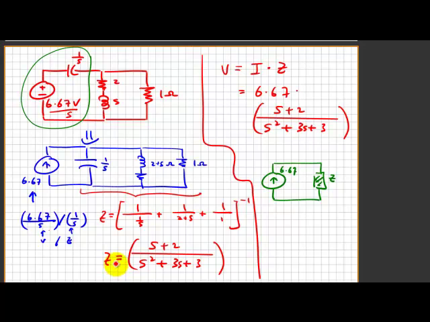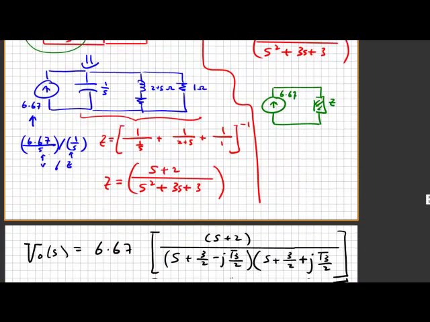In order to do that, you have the current source, and then you have the impedance, which is s plus 2 over s squared plus 3s plus 3. To convert it back to the voltage, which is a Thevenin equivalent circuit, you basically multiply this by that to find the voltage, which is the thing we are interested in, and that gives you 6.67 times s plus 2 over s squared plus 3s plus 3.